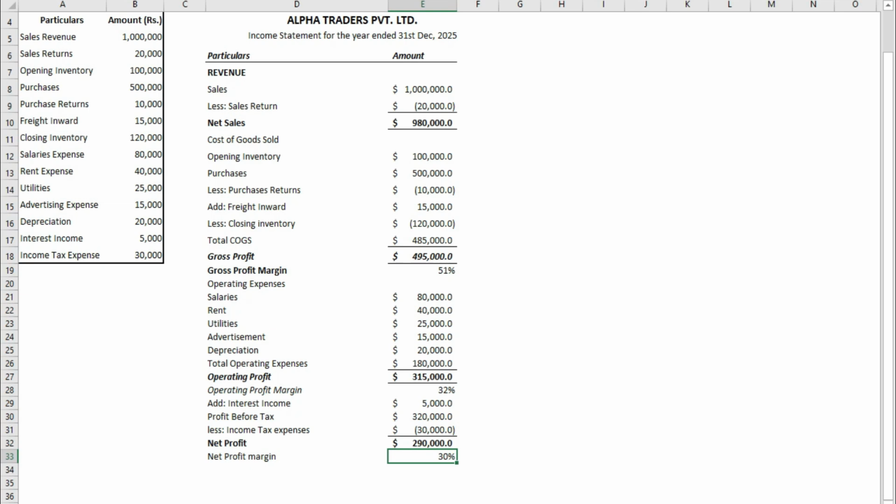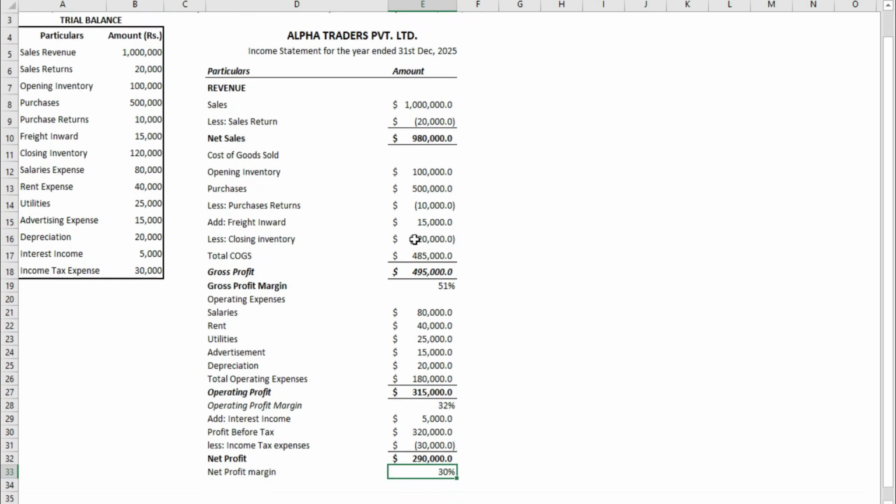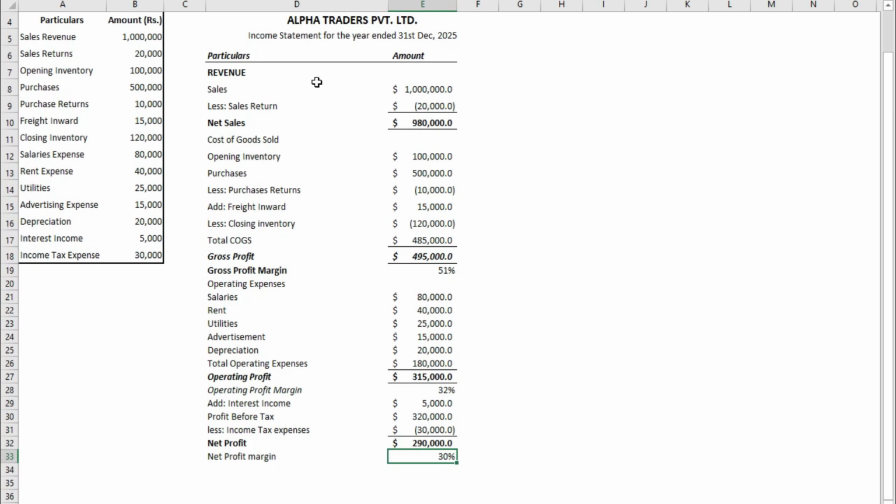So hopefully you have understood this. I am also interpreting in the end that a high gross profit margin means cost of production is well managed, and a stable operating margin indicates good expense control. This indicates the overall financial health and performance of our business. And that's how you prepare and analyze an income statement in Excel. I could go through some graphs as well, but it looks very awesome.